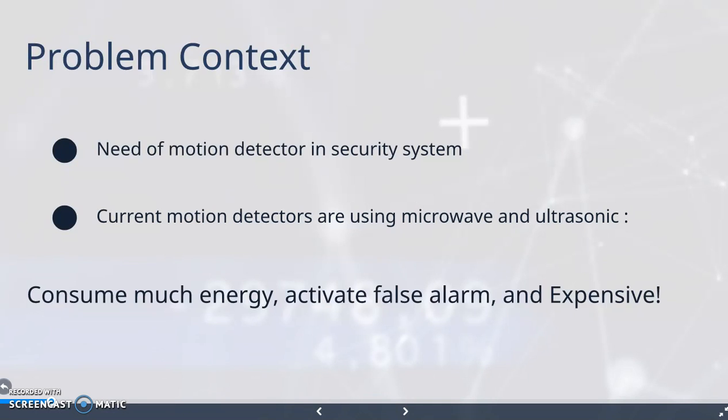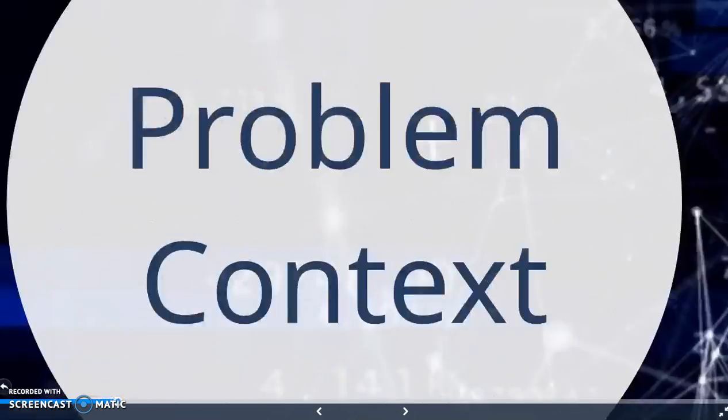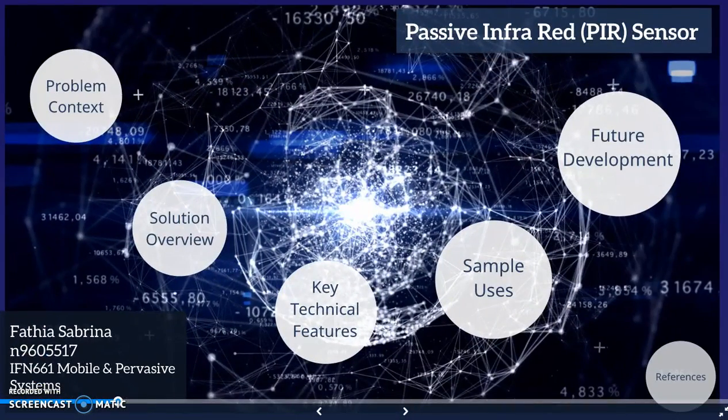The developers tried to explore any alternative element that could be used, and PIR proposed a cheaper and more accurate substitute for these two sensors.